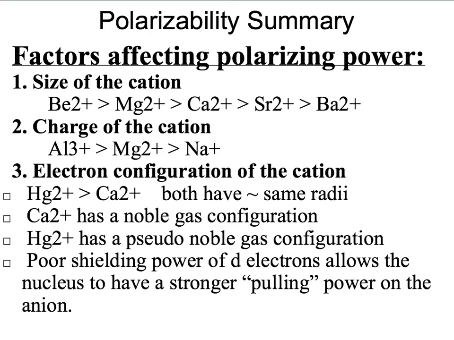All the details are a little beyond the scope of this class, but it has to do with the fact that those d electrons do not shield quite as effectively, and therefore the nucleus will have a greater pull on those valence electrons and also pull on the electrons from that anion. And that's why the non-noble gas configuration ends up having a greater polarizing ability than the noble gas configuration.